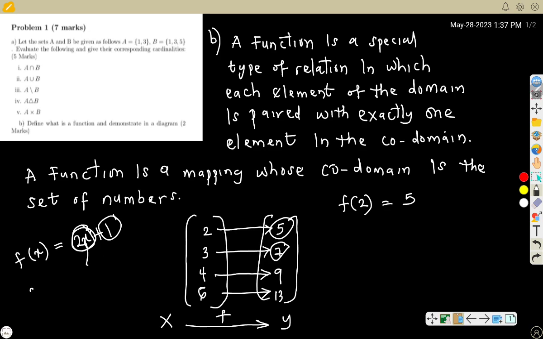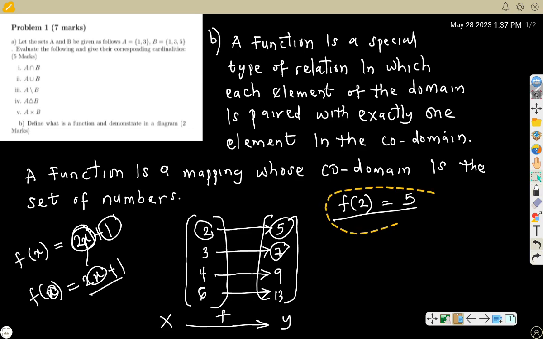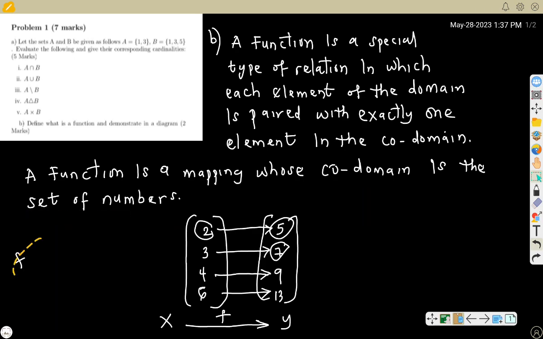So this is a function that generates this result. So 5 is the f image of 2, that is, f(2) is 5, meaning if you put 2 inside this f(x), you are going to get 5. 2 times 2, 4, plus 1, 5. We'll discuss this better in function, but for now, we just have to define function and give example. So this is it.